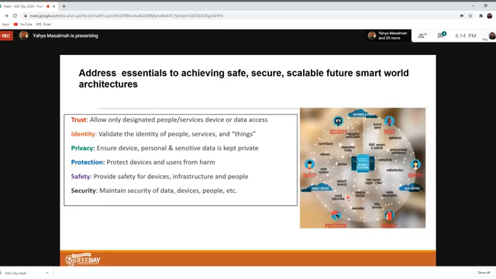Things that we need to look at: we are surrounded by a lot of data, but we don't know exactly who is also watching our data. So we need to make sure that we have trust: allow only designated people, services, devices, or data access. Not for everyone, it's not a public access, except where it is not harmful for anyone. Identity: validate the identity of people, services, and things. This should also be addressed by the manufacturers and the programmers. Privacy: ensure device, personal and sensitive data is kept private where it should be. Protection: protect devices and users from harm or harmful actions. Safety: provide safety for devices, infrastructure, and people. And security: maintain security of data, devices, people, and so on.